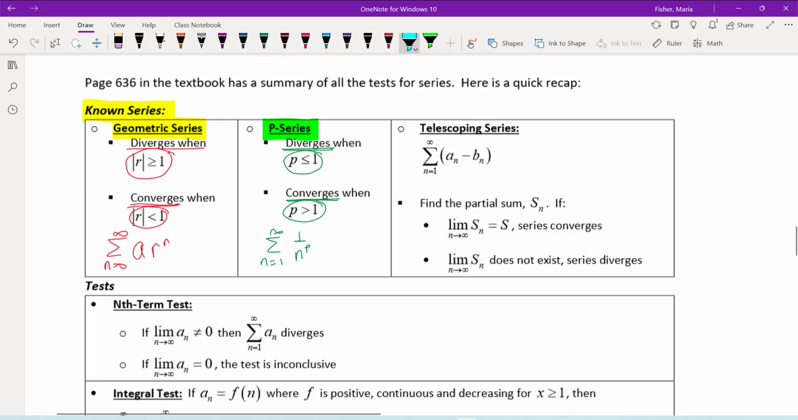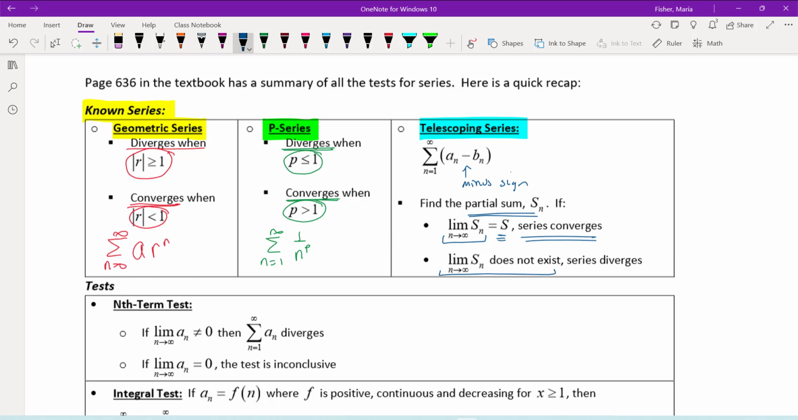For a telescoping series, we always had that minus sign. And what we did with a telescoping series is found the sequence of partial sums. Once we found that sequence of partial sums, S sub n, we took the limit as n goes to infinity of that sequence. If the limit existed, the series converges. If the limit did not exist, the series diverged.